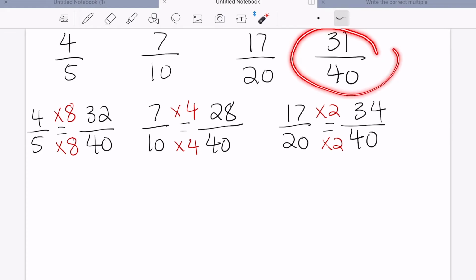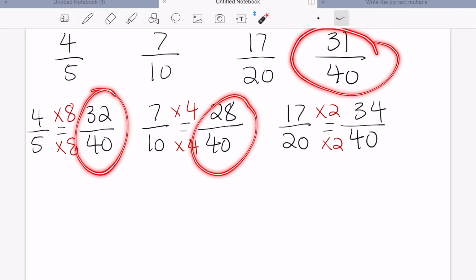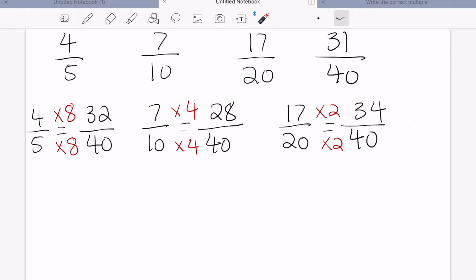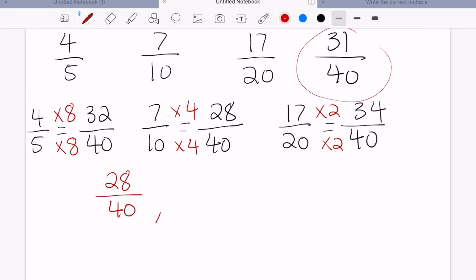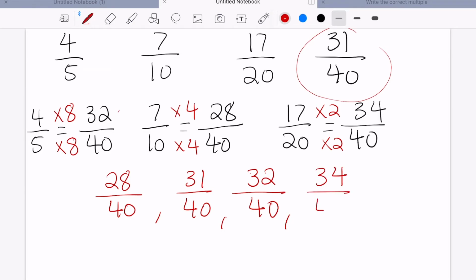So here we have our numbers. We have 31/40, 32/40, 28/40, and 34/40. Smallest number, 28/40. We're going to write that down. 28 over 40. And the next one is 31/40. And next we have 32. And the last one we have 34 over 40.